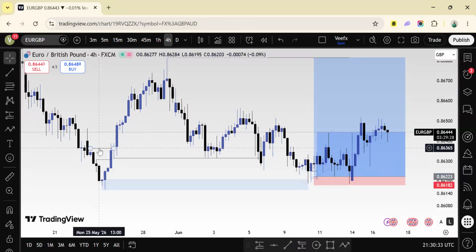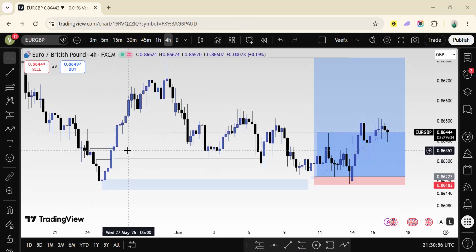After your MSS, the next thing is the inducement. So even if I mark here as my market structure shift, the next candle is what? This candle. This candle is my pullback inducement, and it closed above this candle that caused my MSS. That's why I marked here as my inducement.